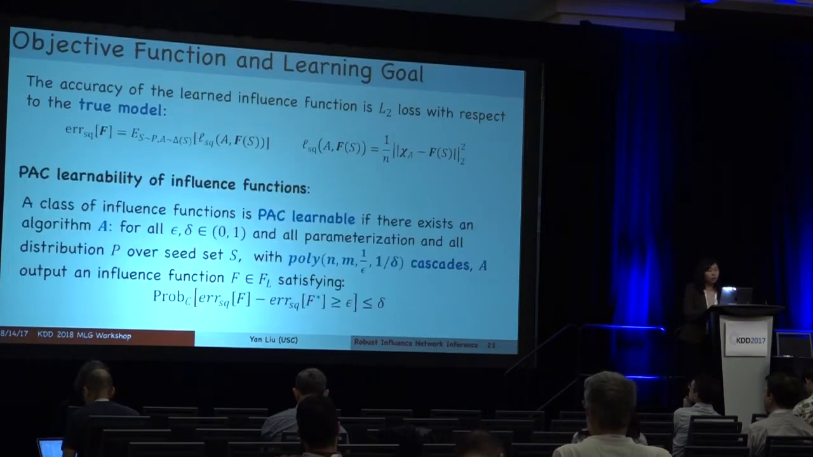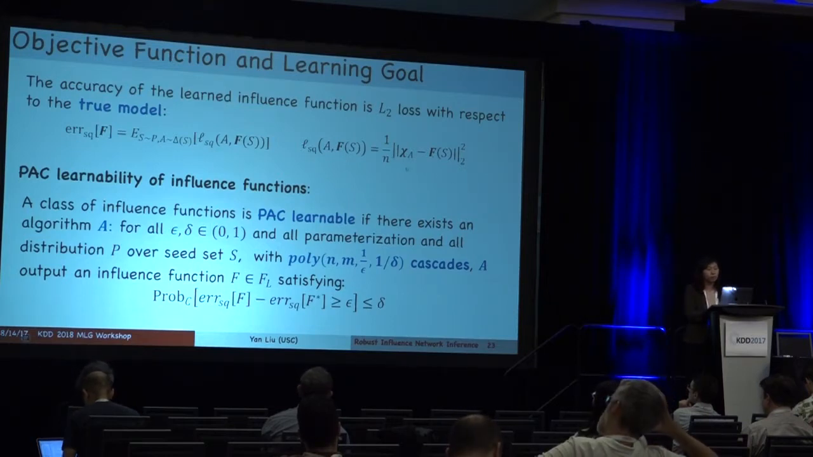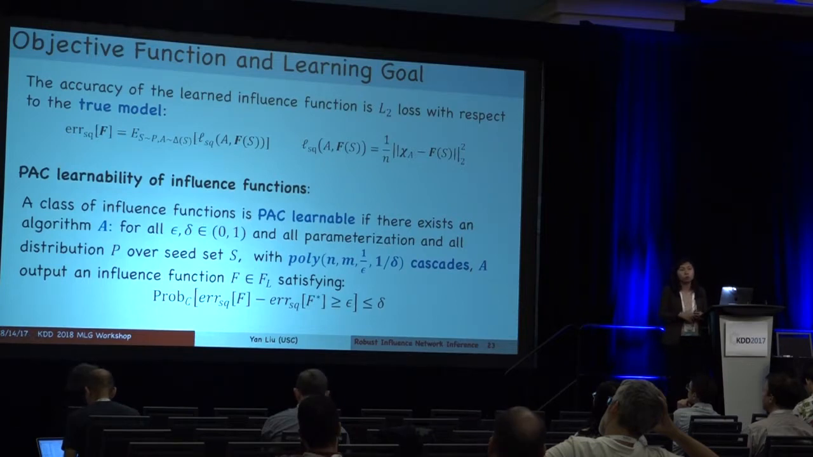Next, we need to set this up a little bit. We want to evaluate the accuracy of the learned influence functions. There are many ways that we can do this. One way is to evaluate this based on the L2 loss. Here we compare the probability with the true model, and then we evaluate them based on the L2 norm. There are many ways that you can evaluate. In this paper, we're using the L2 loss, but obviously this is mostly due to analytical convenience.